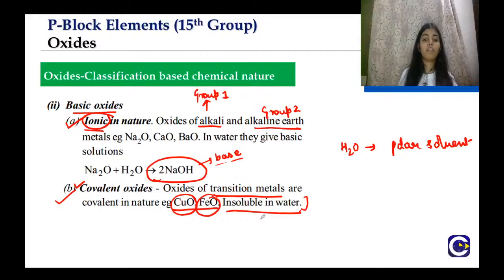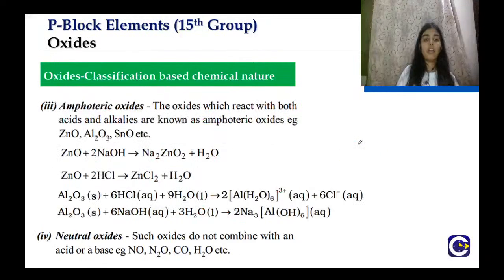So covalent oxides, if you see, are insoluble in water, like copper oxide and iron oxide, while ionic oxides, if you see, are basically soluble in water, or they dissolve in water. Next, coming on to the amphoteric oxides.